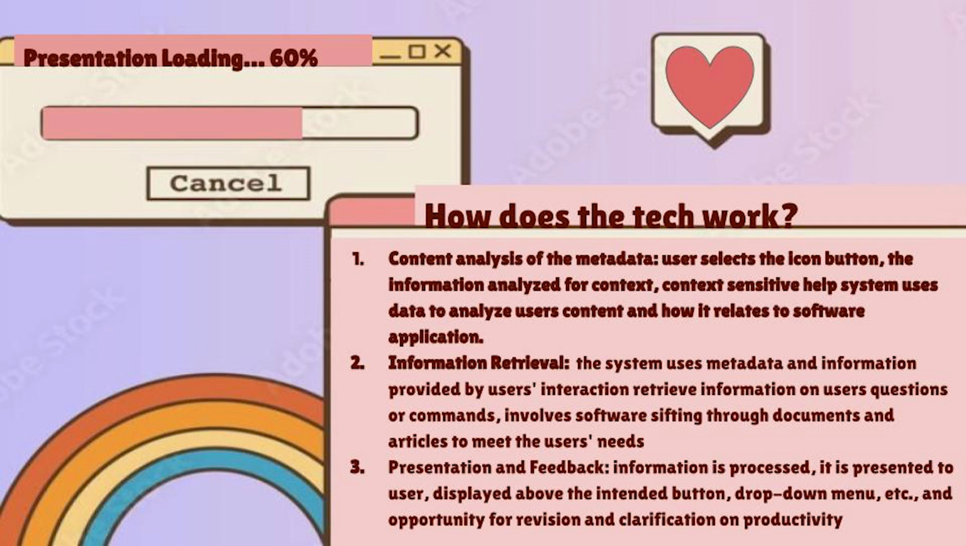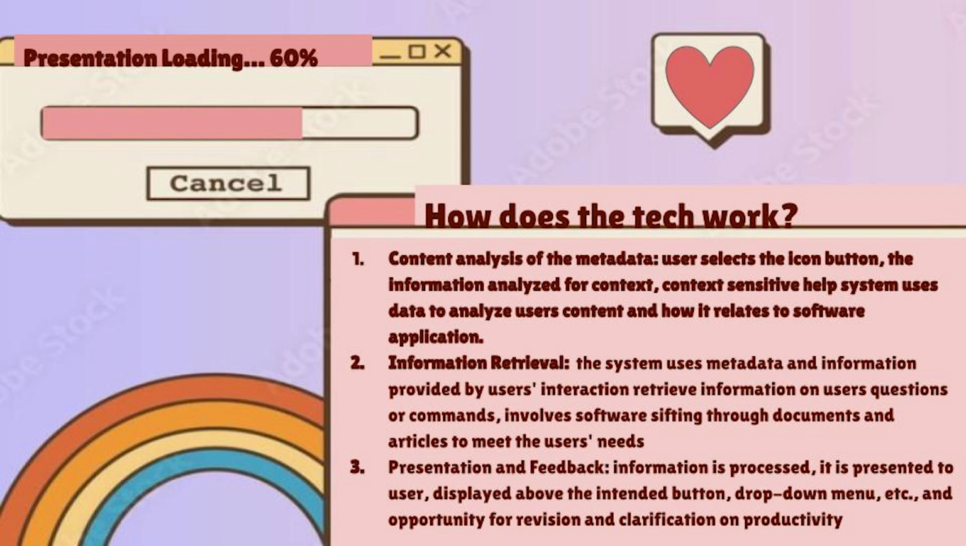Step 1 is the content analysis of the metadata. Once the user selects the icon button relating to the particular content on the web page, the information is redirected to be analyzed for its particular context. The context-sensitive help system uses that data to further analyze the user's content and how it relates to the software application. This is based on factors like where the user is, what language they speak, what actions they are performing, and any necessary data to provide them with context-sensitive help.